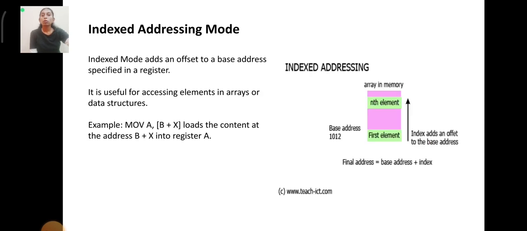Indexed addressing mode. Indexed mode adds an offset to the base address specified in a register. It is useful for accessing elements in arrays or data structures. Example: MOV A, [B + X] loads the content at the address B plus X into register A.